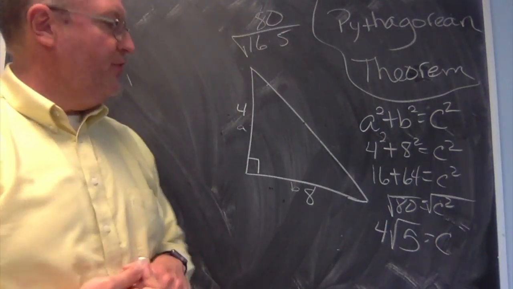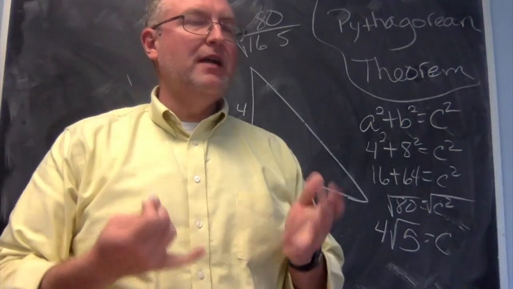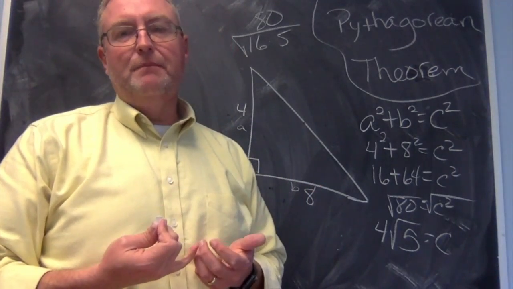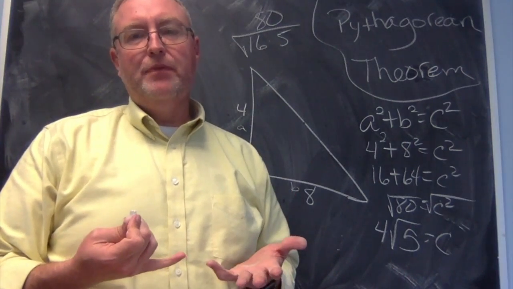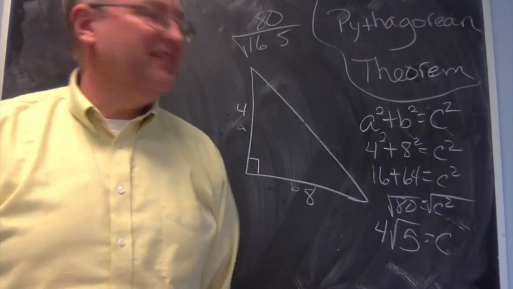4 times the 4 times the square root of 5 is equal to c. That's the Pythagorean theorem. And you say, this is so ridiculous, why do I have to learn it?